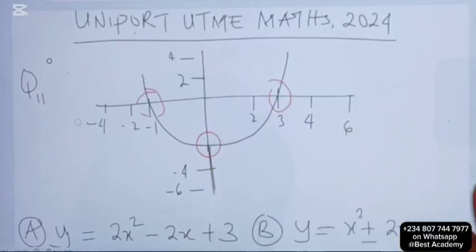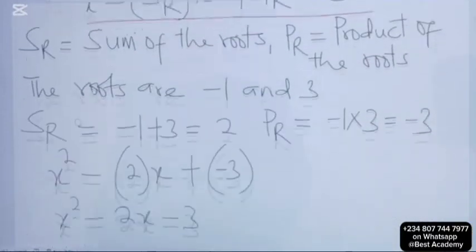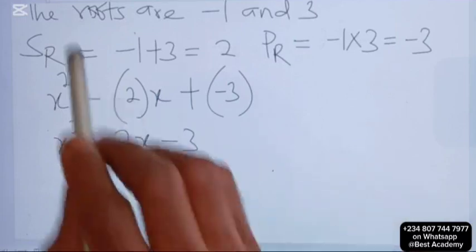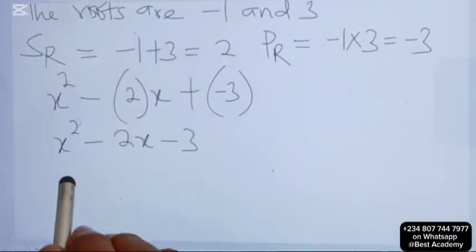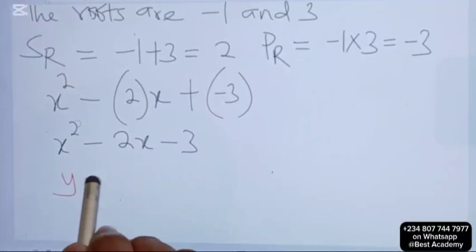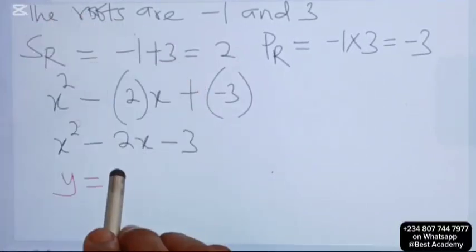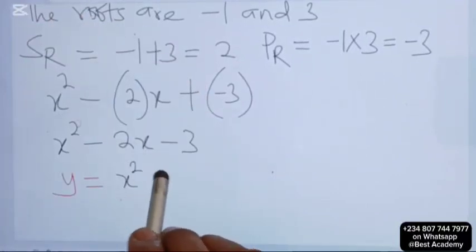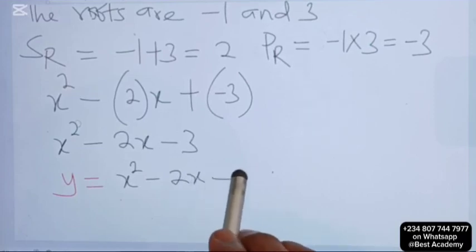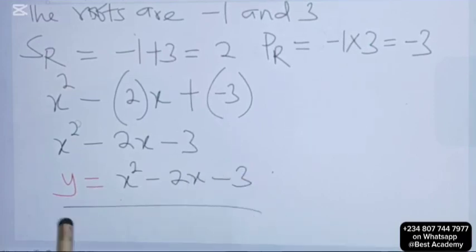Please take note. Since it's passing through the y-axis, that means the equation is going to be y is equal to, class, s squared minus 2s minus 3. So this is going to be the answer here.